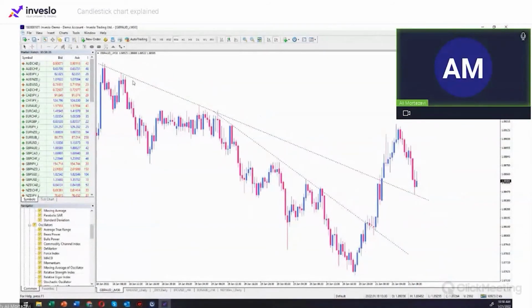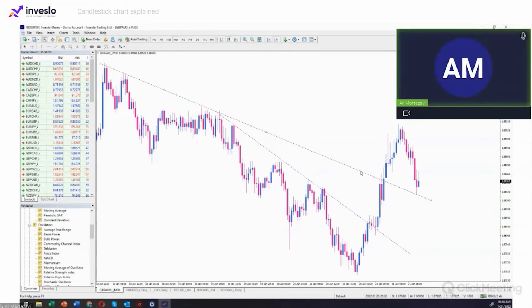Okay, but we know as a rule that a broken trend line will change its role. We know, for example, this downtrend line is a reliable resistance level, and when it is broken, we see that it can change its role from resistance to be a support level. Okay, so a broken downtrend line is considered a support level.